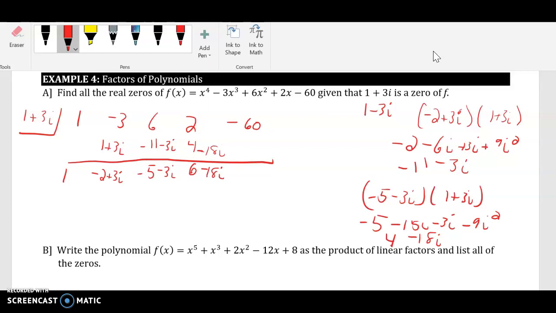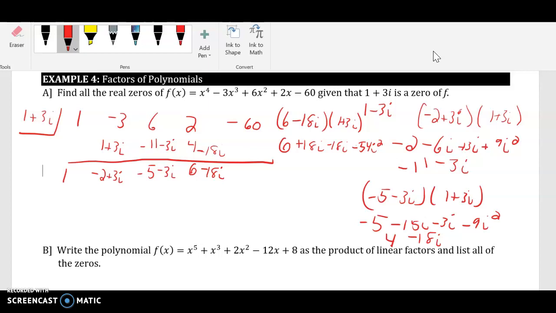I am running out a little bit of space here, so hopefully I can squeeze some of this stuff in here. So I need to take 6 minus 18i times 1 plus 3i. When I do that, I should get 6 plus 18i minus 18i. 18 times 3 is, let's see, 18 times 2 is 36, and then the other 18 is plus 54. I guess it's minus 54i squared.